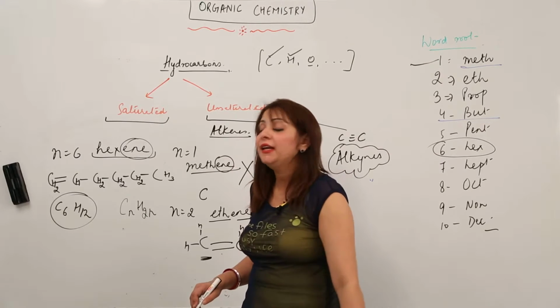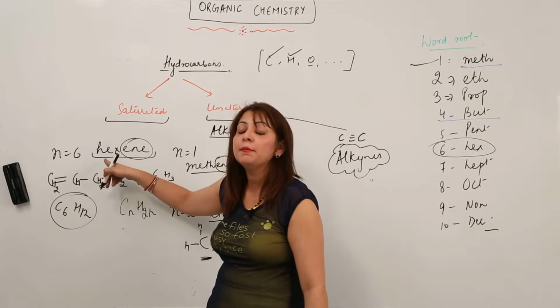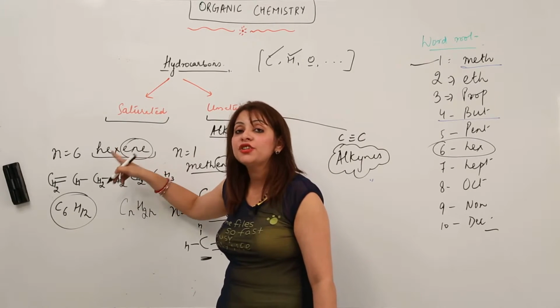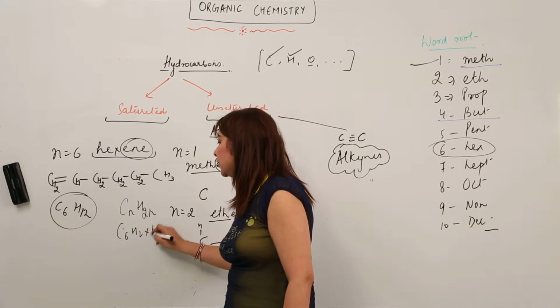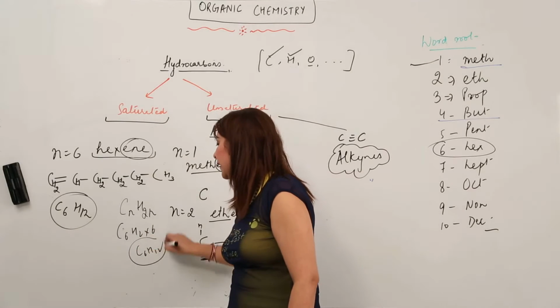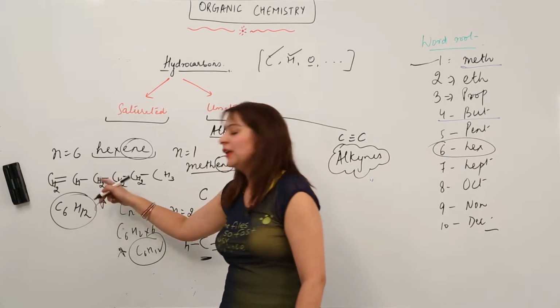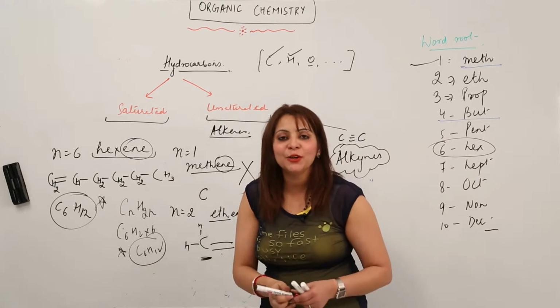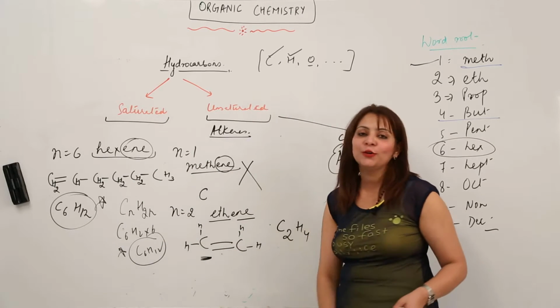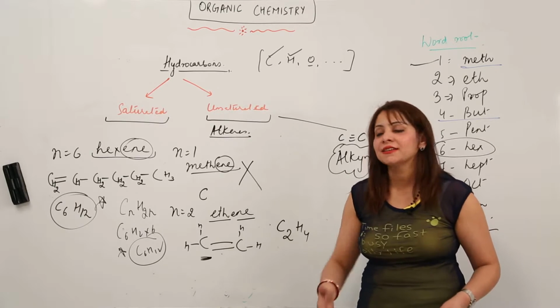Just put n equal to 6, because we want to make the 6th member, that is the chain which includes 6 carbons. So it comes out to be C6H12, which matches the formula for the structure made by us. So that means we are on the right path, you are not wrong, right? So this is how you are going to make the members of the alkenes.